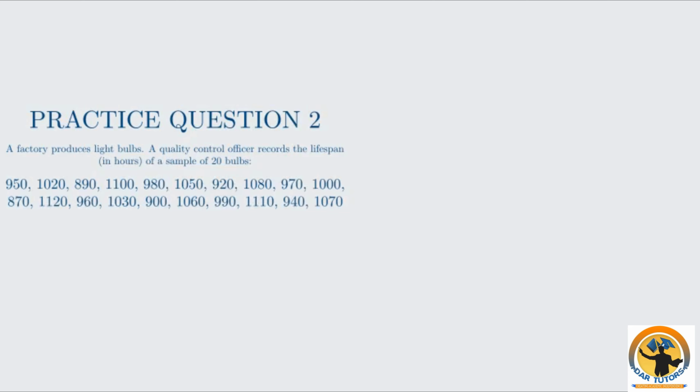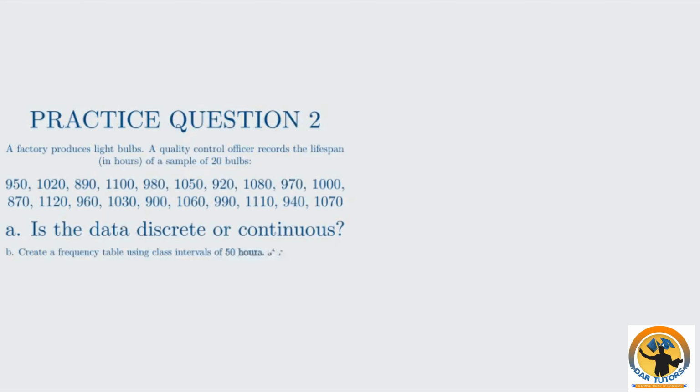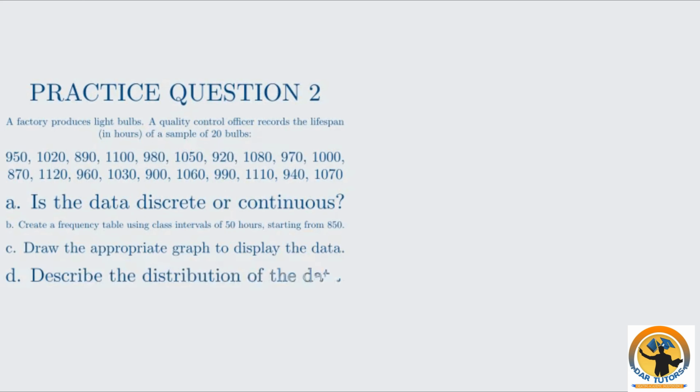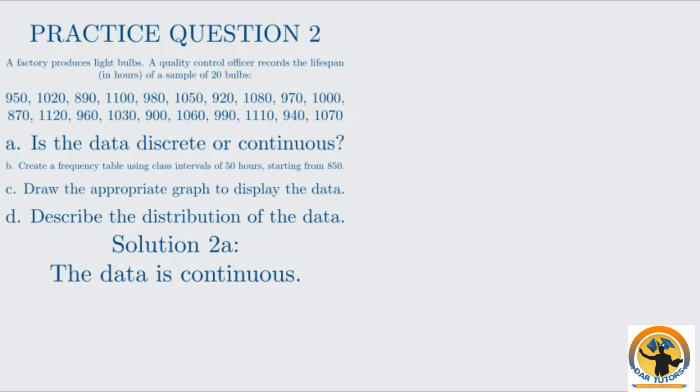A factory produces light bulbs. A quality control officer records the lifespan of a sample of 20 bulbs in hours, as shown. Part A asks whether the data is discrete or continuous. Lifespan is a measure of time, which can take any value within a range. So, this is continuous data.